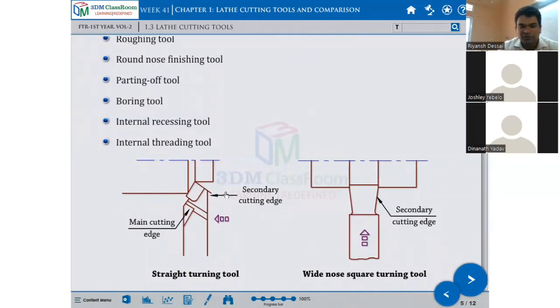First is the main cutting edge. This is a turning operation, starting with the turning tool, wide nose square turning tools.